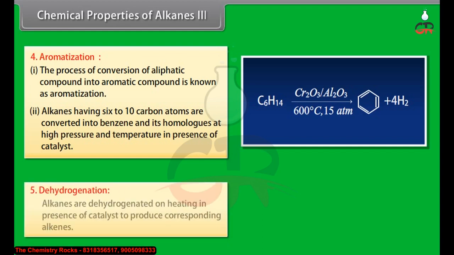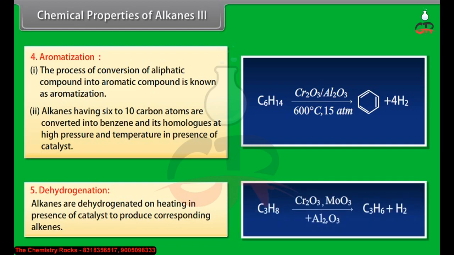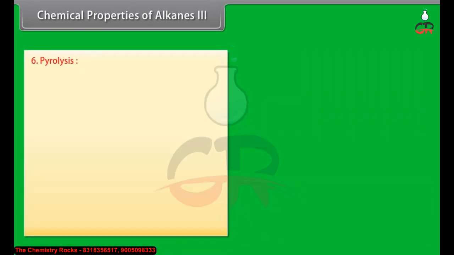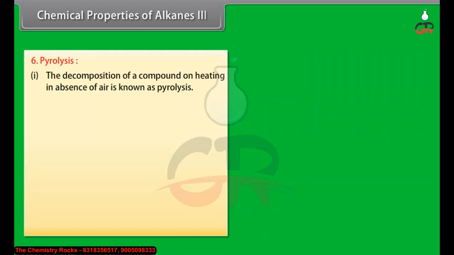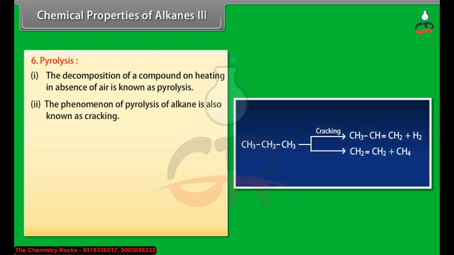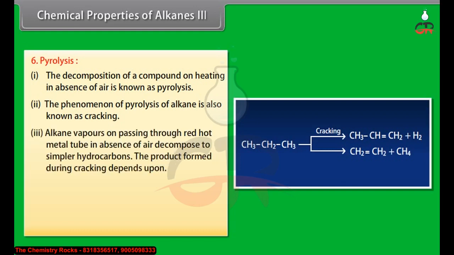Dehydrogenation. Alkanes are dehydrogenated on heating in the presence of a catalyst to produce corresponding alkenes. Pyrolysis. Number 1. The decomposition of a compound on heating in the absence of air is known as pyrolysis. Number 2. The phenomenon of pyrolysis of alkanes is also known as cracking. Number 3. Alkane vapors on passing through a red-hot metal tube in the absence of air decompose to simpler hydrocarbons.